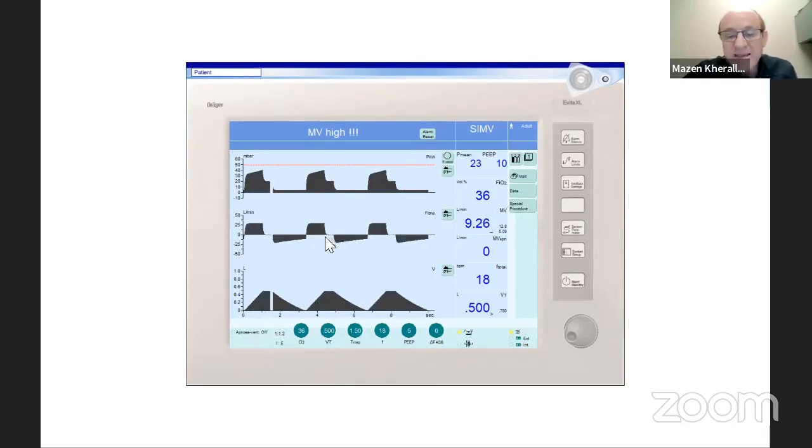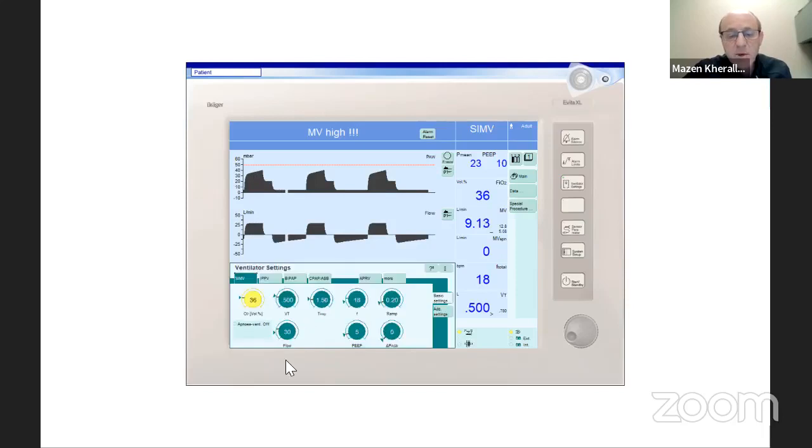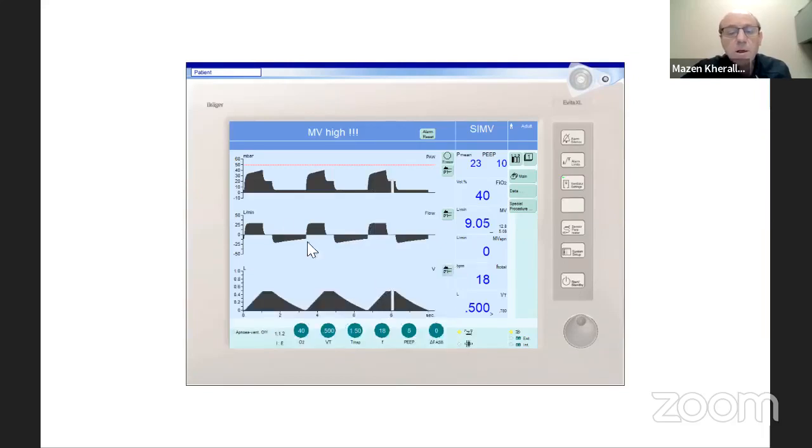I'm holding in inspiration for half a second. Why am I doing this? This patient is asthmatic and he doesn't have a major problem with oxygenation. He's in fact now on 36%. We can make it 40% for you. The patient doesn't have a major problem in oxygenation, so I don't need that long inspiratory time, and I don't need this patient to have a plateau at all.